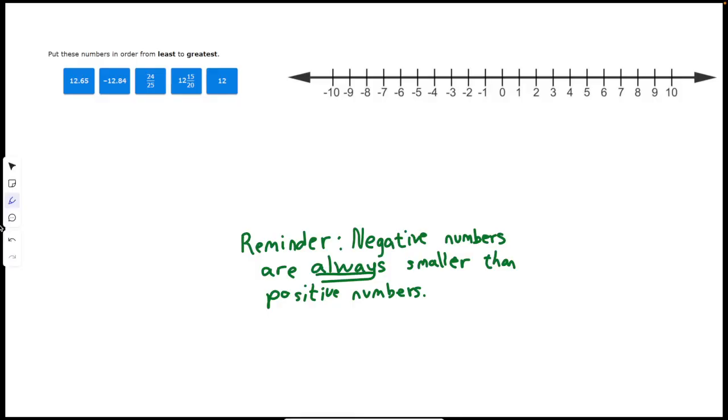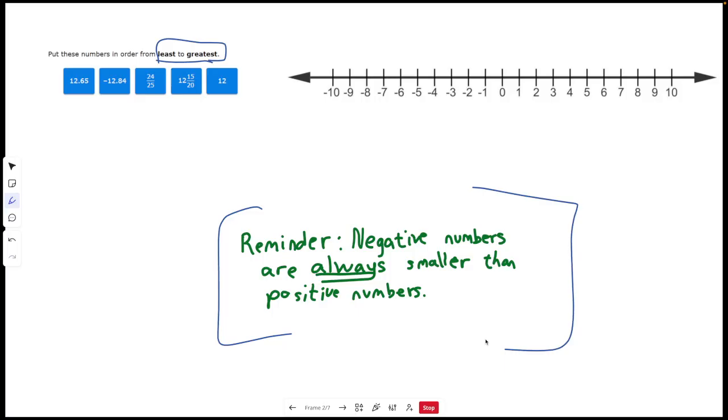All right, so let's take a look here. For this problem, it says put these numbers in order from least to greatest, and it's important to pay attention because they will switch that on you. And I wrote a reminder down here. This is from a long time ago, but negative numbers are always smaller than positive numbers. If you reverse that, you could say that positive numbers are always bigger than negative numbers.